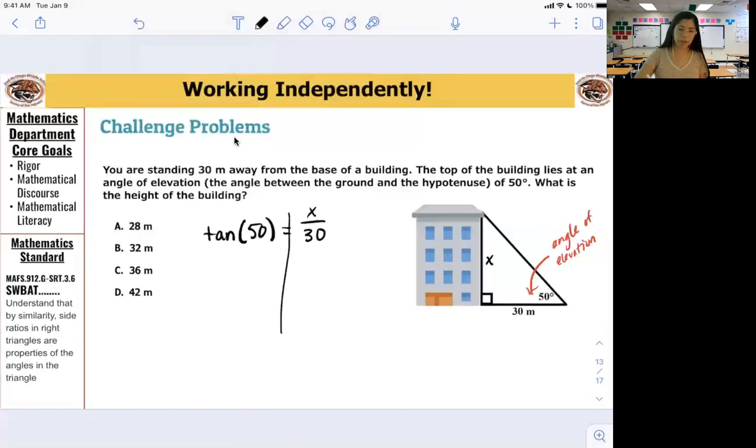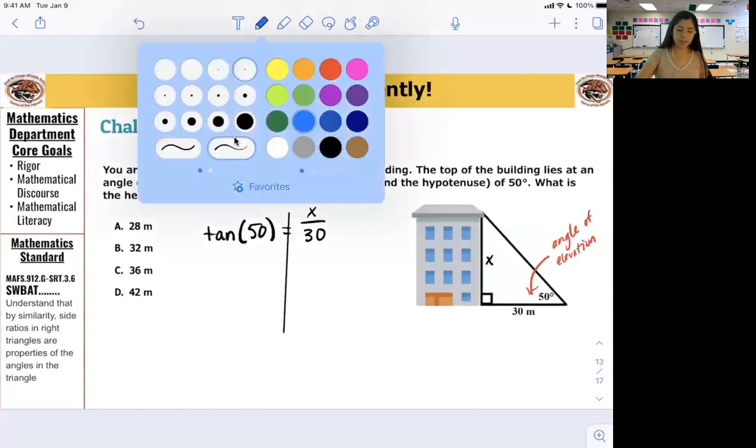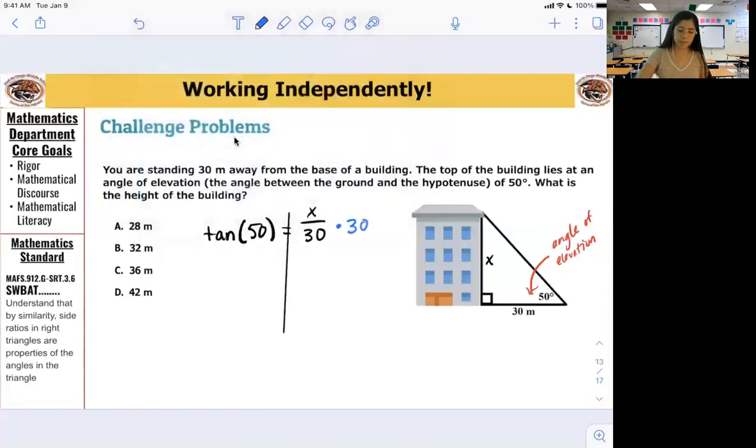Good. I can solve for x by multiplying both sides by 30. Okay, everything is algebraic. If you're trying to solve for x, you gotta multiply both sides by 30. So I don't need to use the inverse function in this case. So x is gonna be 30 times the tan of 50. Calculators, see what you get.